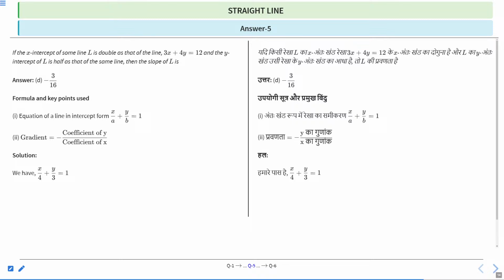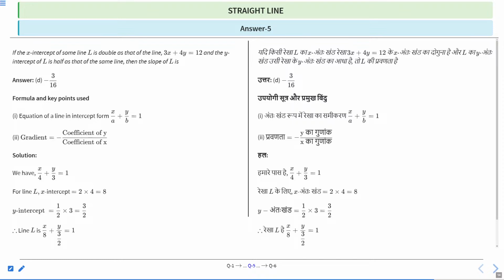Now we have the equation of line 3x plus 4y is equal to 12, which can be converted as x by 4 plus y by 3 is equal to 1, right? Now for the required line L, the x intercept is twice the x intercept of the given line. Therefore the x intercept will be 2 into 4, which is 8. Also the y intercept will be half of the given line, which is 1 by 2 into 3, which is 3 by 2. Therefore the equation of line L is x by 8 plus y by 3 by 2 is equal to 1. Clear?